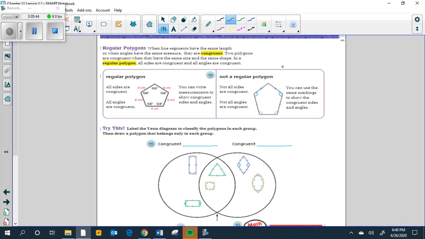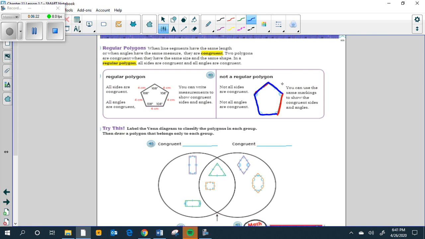If we look at the next box over, though, this one is not a regular polygon. And let's take a look at some of the shorthand writing on the shape that helps us to see that. So not all the sides are congruent. That means that this side is not the same size as this side, for example. And not all the angles are congruent. This angle is not the same as, say, this angle.